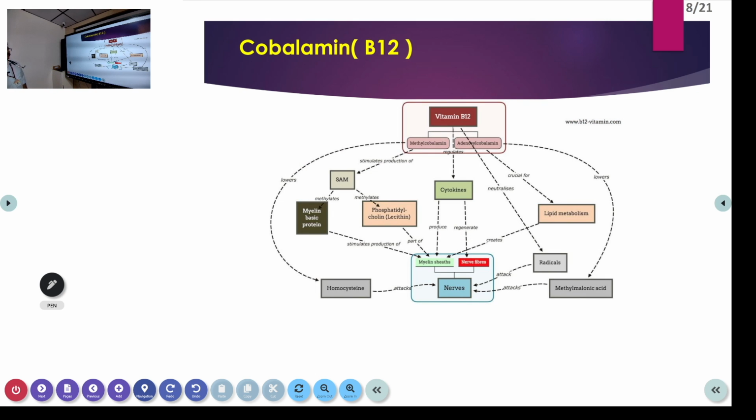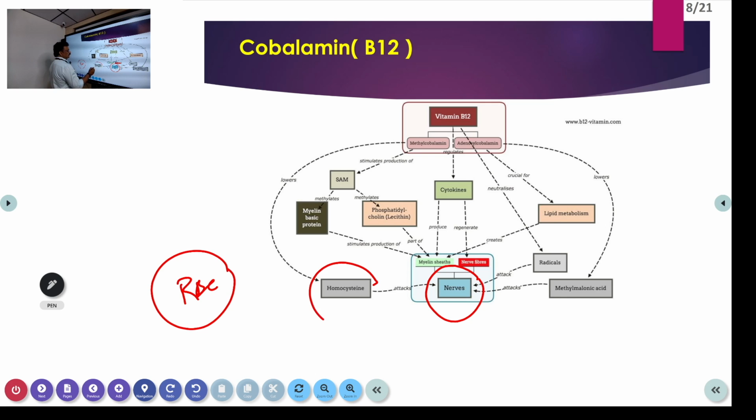Now, B12 is very important for RBC maturation. So, anemia is one of the most important findings of B12 deficiency. Another major area B12 helps is in our neuronal system, and third one will be homocysteine levels.